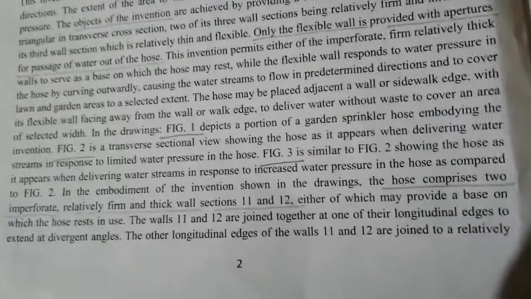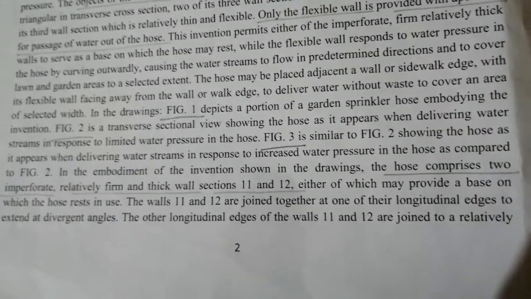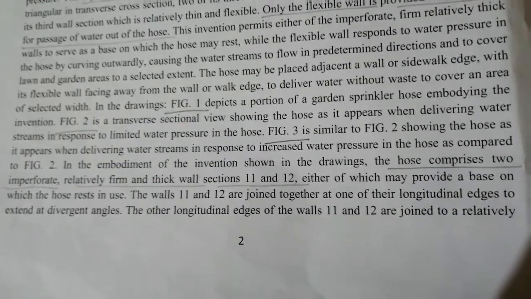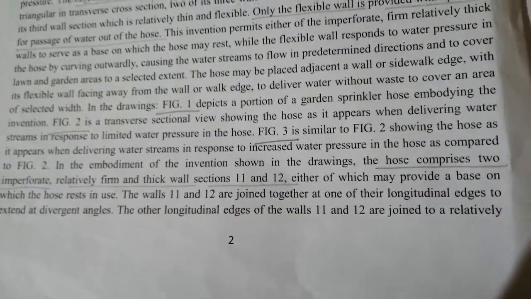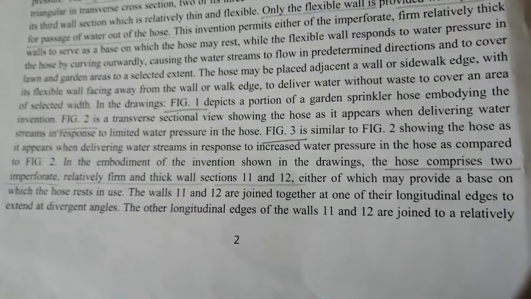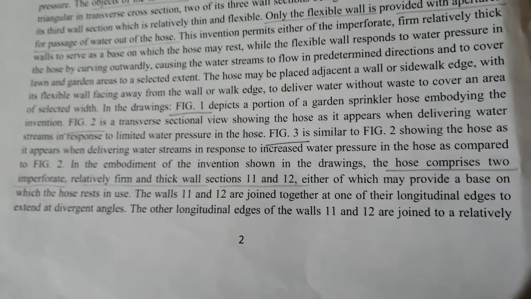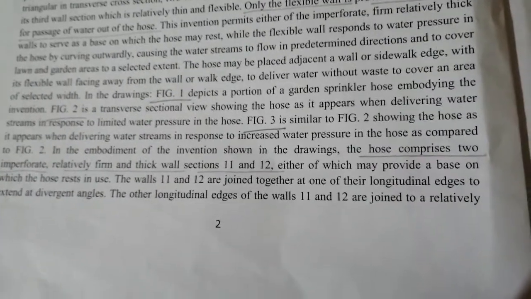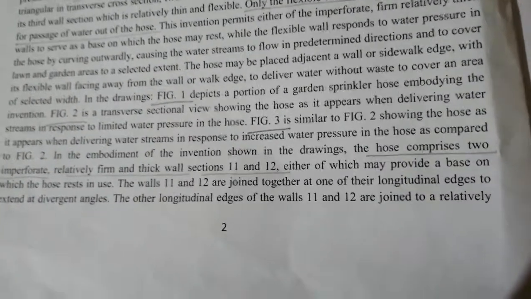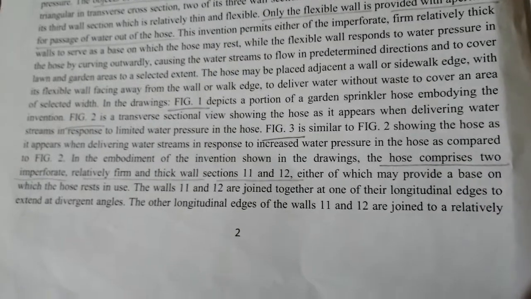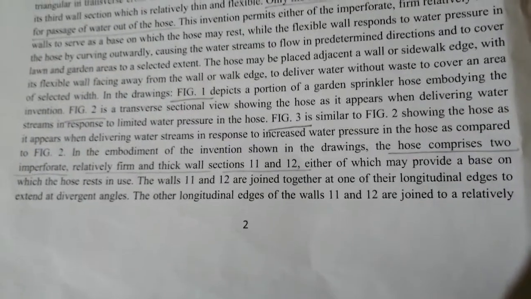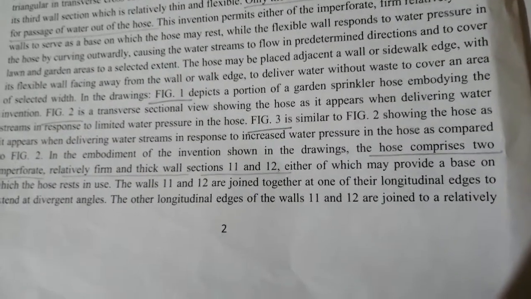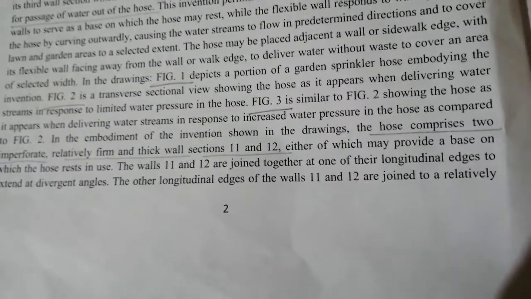Okay. In the drawings, figure 1 depicts a portion of a garden sprinkler hose embodying the invention. Figure 2 is a transverse sectional view showing the hose as it appears when delivering water streams in response to limited water pressure in the hose. Okay. Figure 3 is similar to Figure 2, showing the hose as it appears when delivering water streams in response to increased water pressure in the hose as compared to Figure 2.